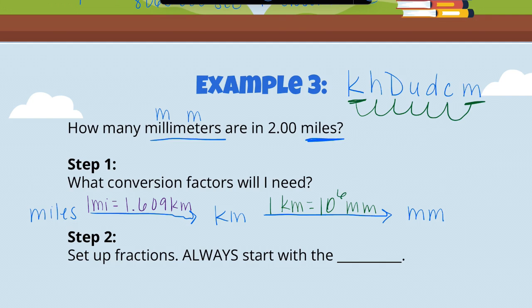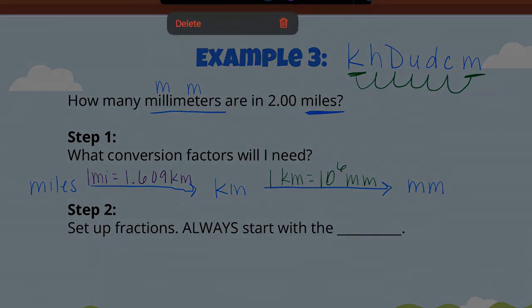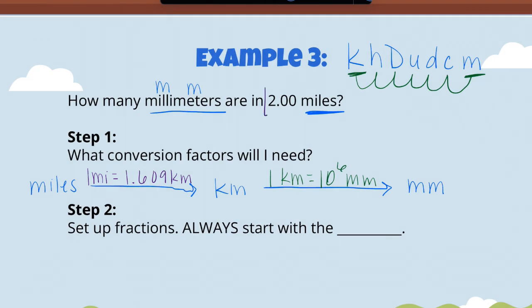And that's the conversions. So now I'm ready to go ahead and set up my fractions. So I always want to start with what I'm given. So I'm given 2.00 miles.